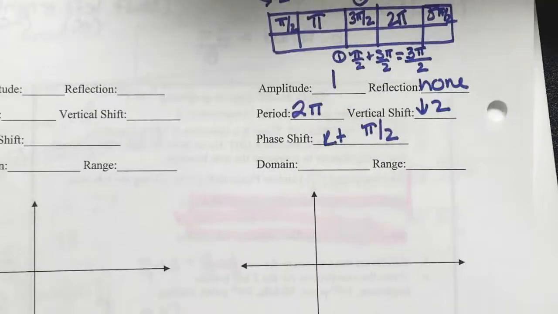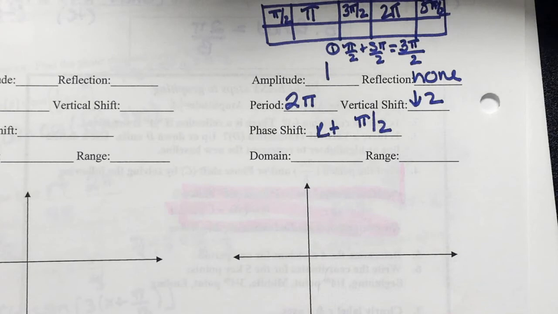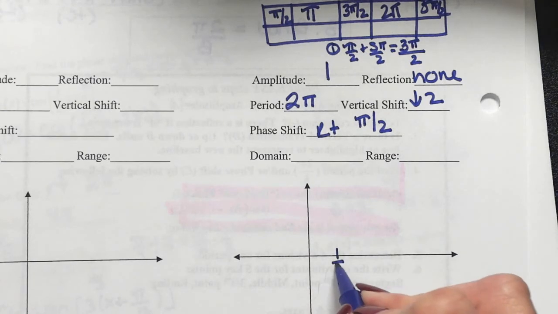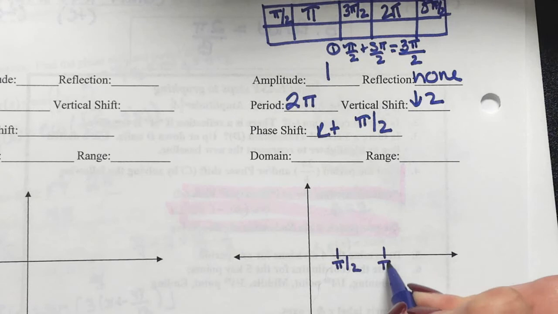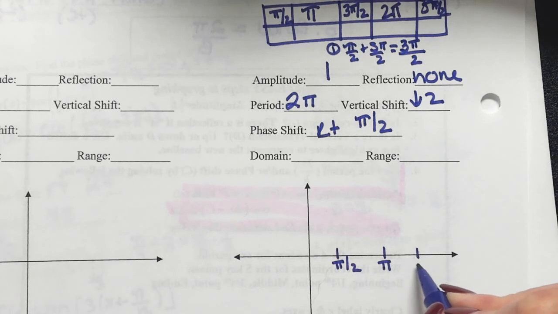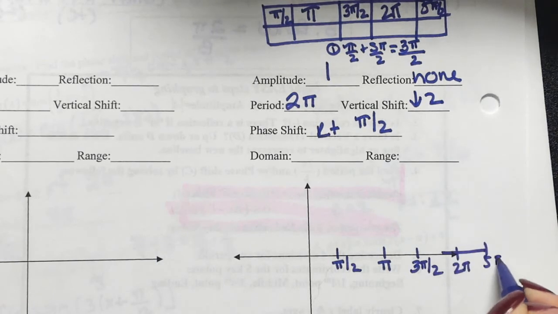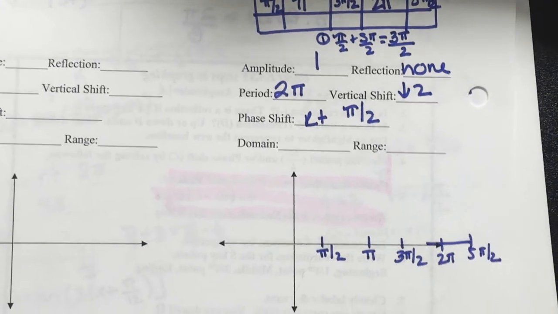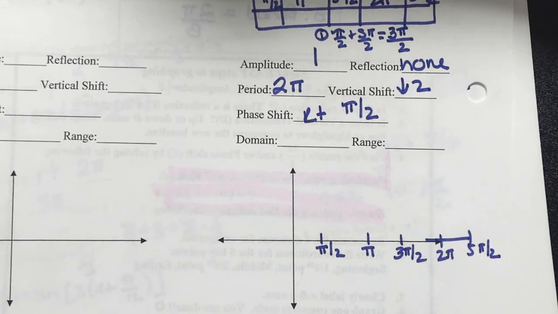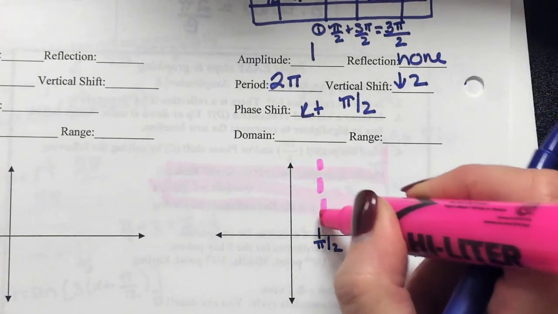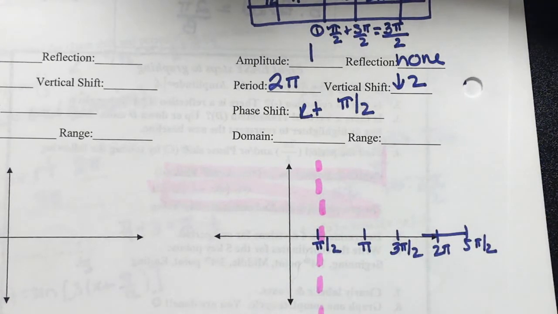So now I know how I'm going to label the x-axis. Remember, I'm no longer starting at the y-axis. I'm now going to start at pi over 2. So the divisions along my x-axis are pi over 2, pi, 3 pi over 2, 2 pi, and 5 pi over 2. Some of you may find it helpful to put a dashed line to remind you where you're going to put that first key point, just like I've been doing a dashed line with a baseline.